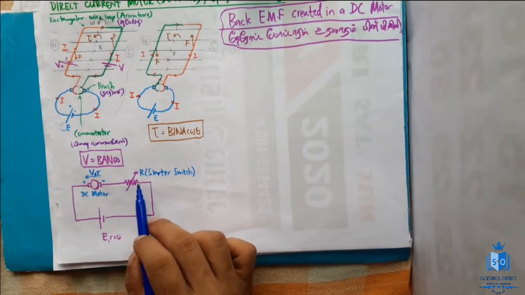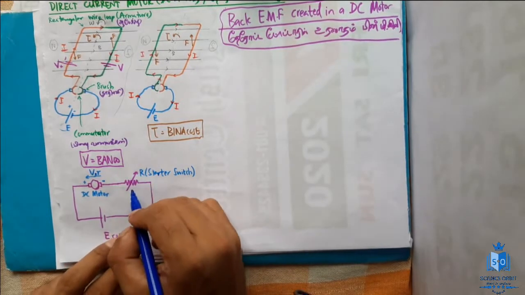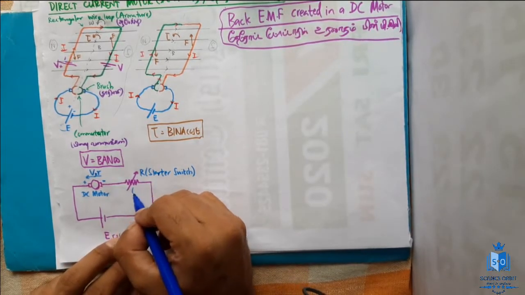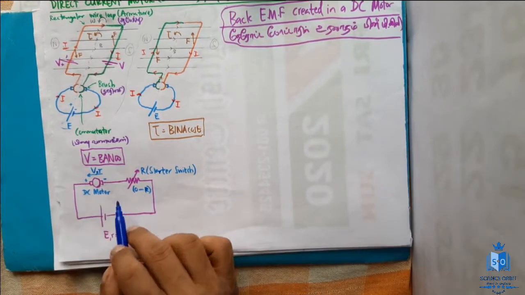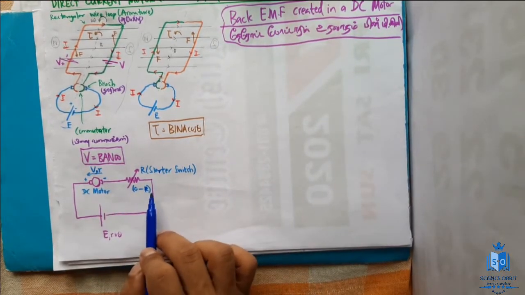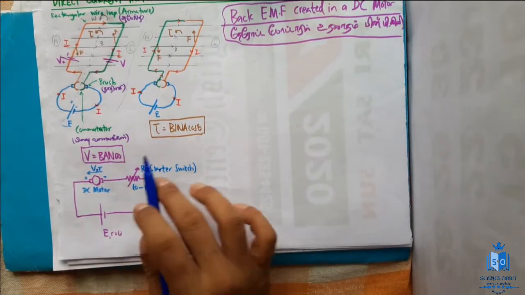Okay, and the resistance, I put R. What I mean by that is we can vary the resistance of it from 0 to capital R. Its value can vary from 0 to capital R, maybe 0 to 100 ohm, something like that. 0 to capital R, that will be given to you.